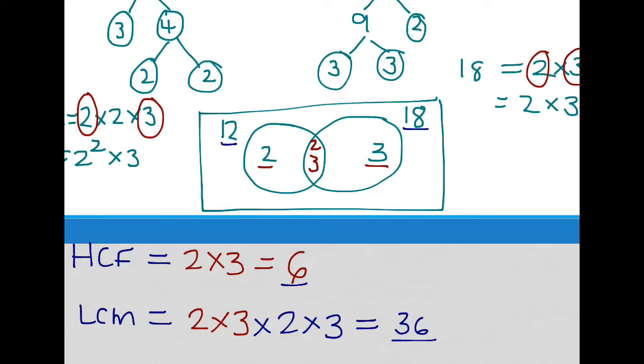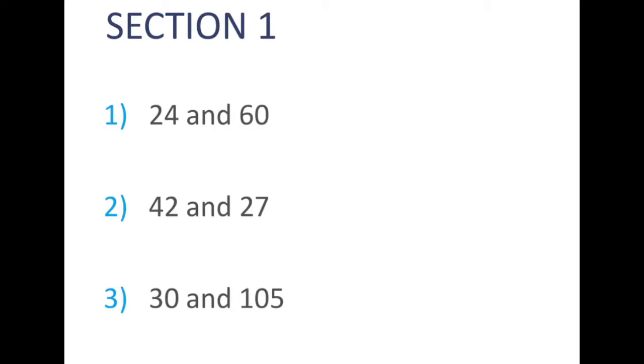Now, if there's anything there you're not too sure of, press pause, rewind the video, and make sure that you have fully understood that before you move on, because the next thing that I'd like you to do is answer some questions yourself. So here we go. There's 3 questions for you to answer. Press pause, have a go at those questions, and when you think you've got the answers correct, and remember, do that check at the end. Are these answers likely to be correct? Do they work? When you've done all that, press play, and I'll give you the answers.